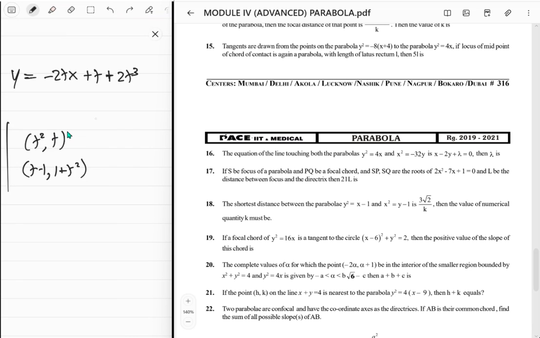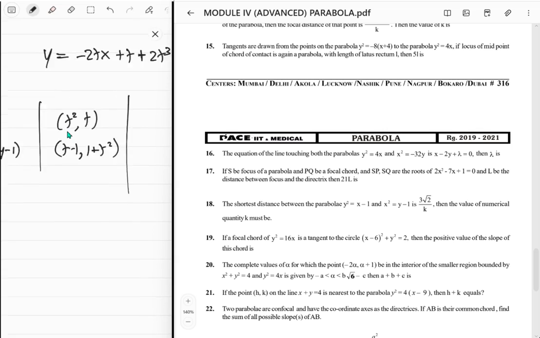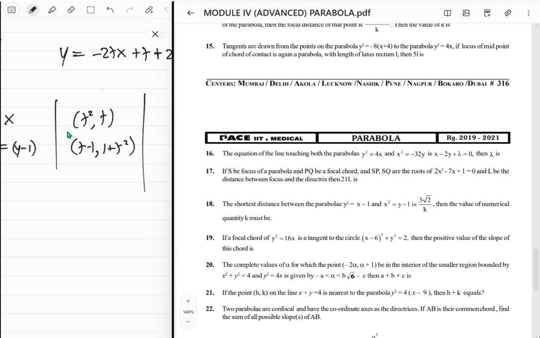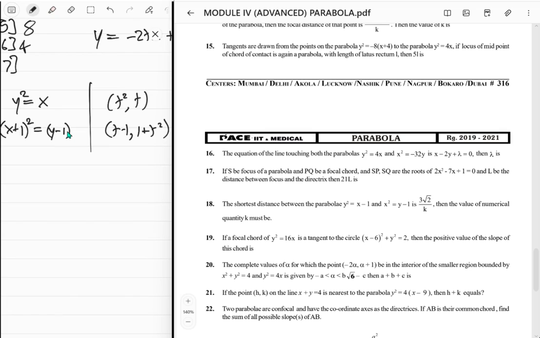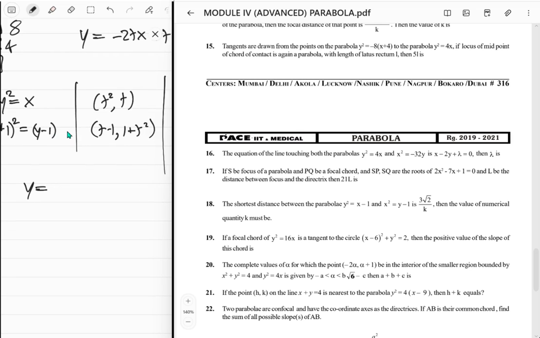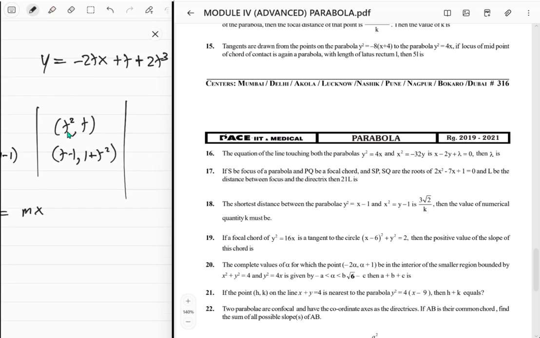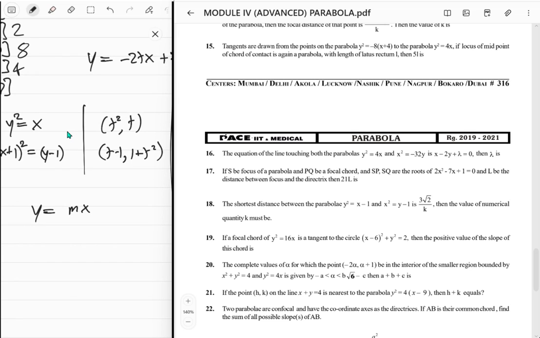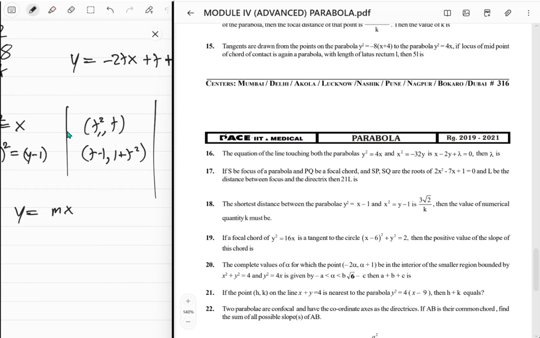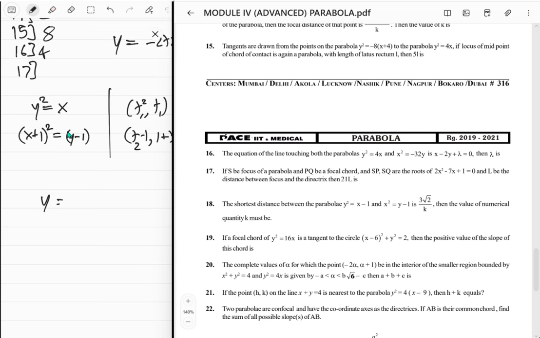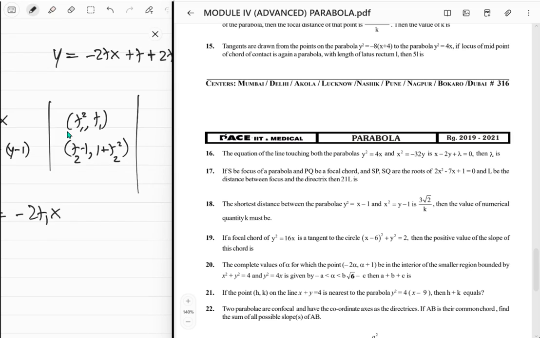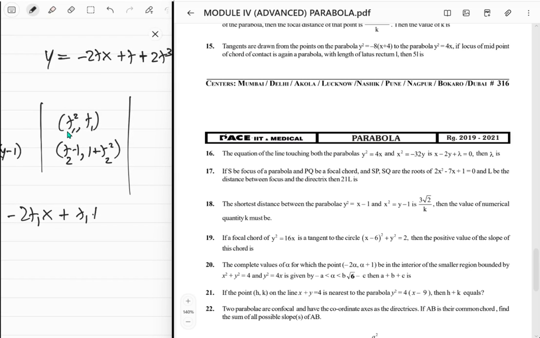This has this kind of normal, right? Oh, it's going to get a lot more complicated actually. Let's just say t1 and then t2. Maybe that will make sense. So this has the normal y is equal to negative 2t1 x plus t1 plus 2t1 cubed.